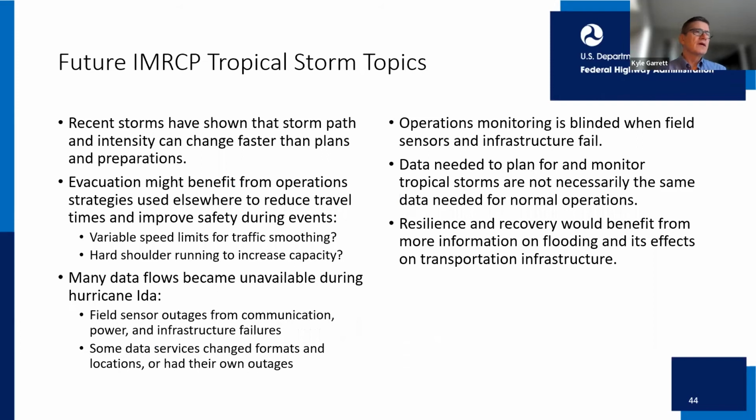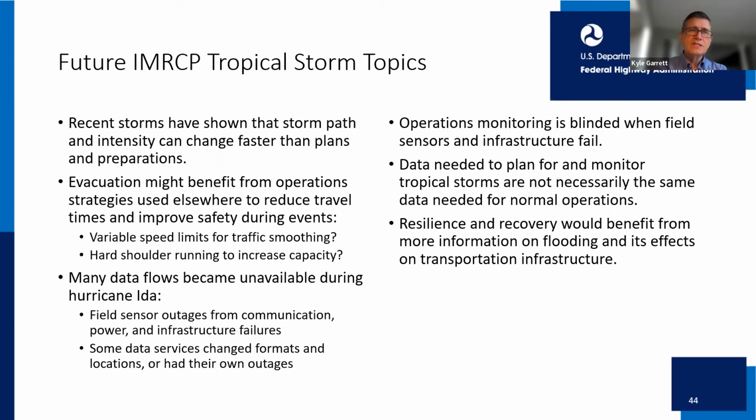So for the future, the system is still monitoring tropical storm conditions. If one were to occur in what's left of the season this year, these are the kinds of questions and things that we would be looking at, and certainly for the next phase of IMRCP. As we all know, not just from Ida, but even more recently from Hurricane Ian in Florida, storms are getting more intense faster. To the point where it's even difficult to plan and prepare.